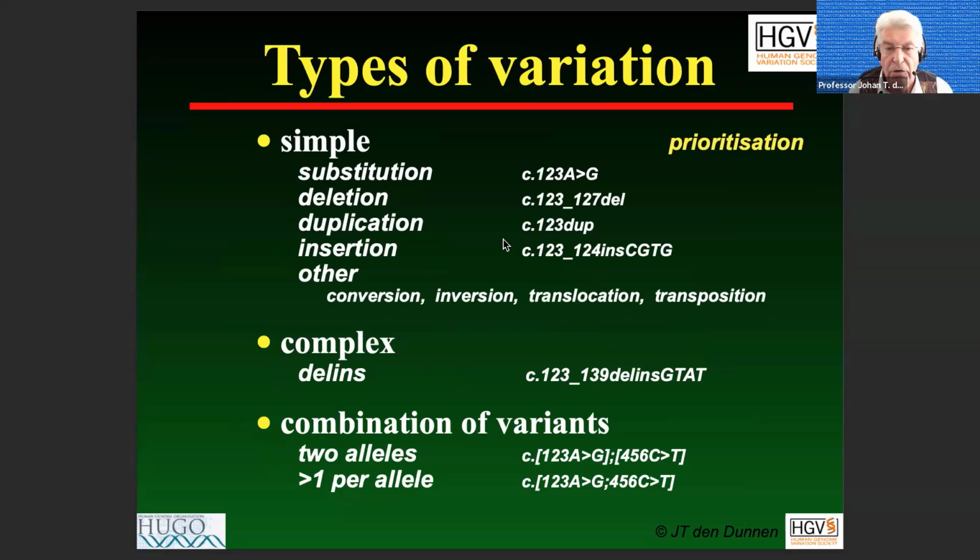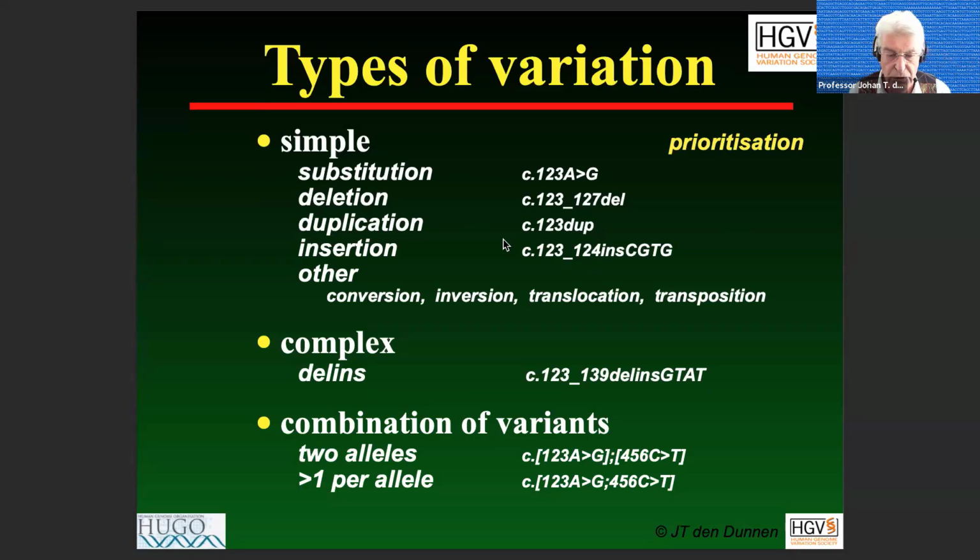Well, then depending on the description, we use either a character like the greater than to indicate a description of a substitution, or in general, 3-letter abbreviations, del for deletion, dup for duplication, ins for insertion. And we also have the deletion insertion where something is replaced by something else. But that again is in the direction of writing a diagnostic report.